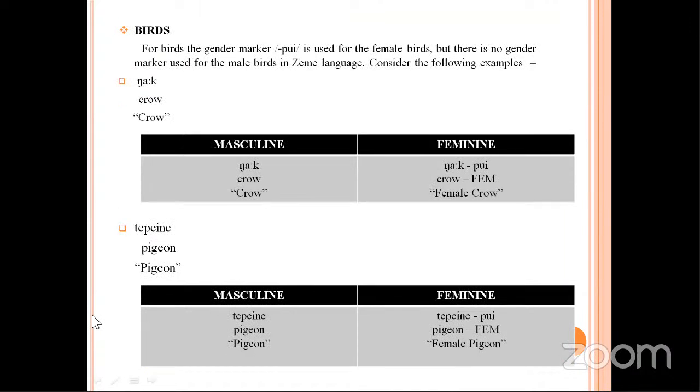For birds, the gender marker Pui is used for female birds, but there is no gender marker used for the male birds in Zeme language. For example, Nga, crow. For masculine also it's the same, Nga, crow, and Nga Pui. Crow, Pui is a feminine marker, female crow, Nga Pui. Tepeine, pigeon. For masculine, it's the same, Tepeine, pigeon, and Tepeine Pui. Pui is a feminine marker, female pigeon.